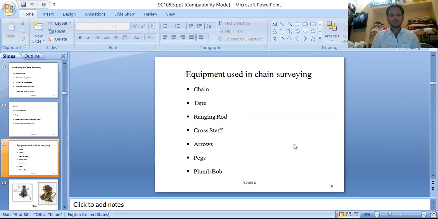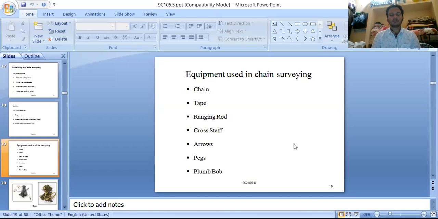These are the different equipment used in chain survey. We will use chain, tape, and ranging rods. You know the use of tape. Tape may be used to take the offset length and to measure the chain edge. You have the ranging rod, which is used for ranging of a line.